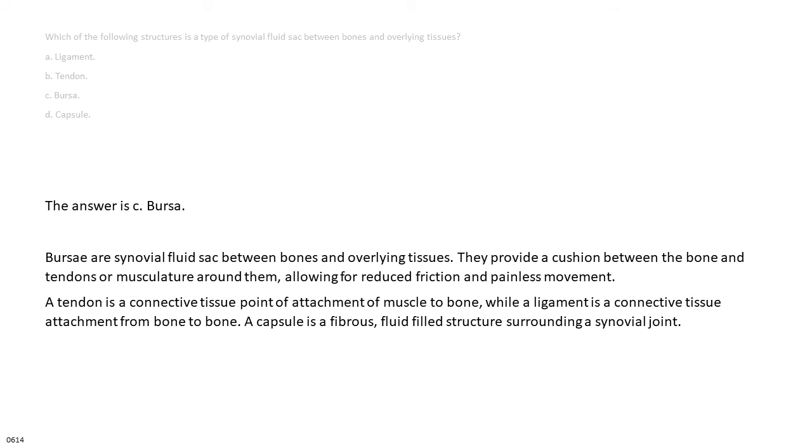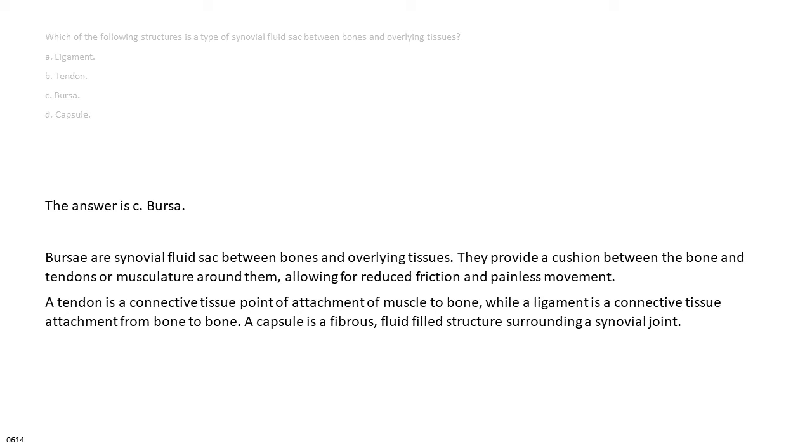The answer is C. Bursa. Bursae are synovial fluid sacs between bones and overlying tissues. They provide a cushion between the bone and tendons or musculature around them, allowing for reduced friction and painless movement.